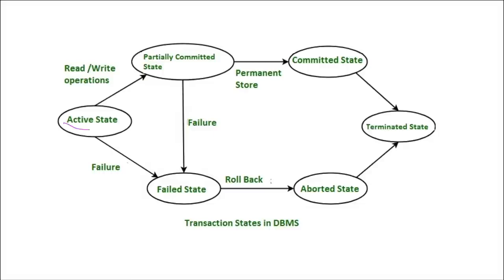So we start in the active state and we start conducting our operations. So we'll have a partially committed state. That just means that we've basically temporarily done some things. But if there's failure, we go to a failed state and then we abort and then we just terminate all operations. However, if everything is successful, then we just commit our changes and we're good to go.